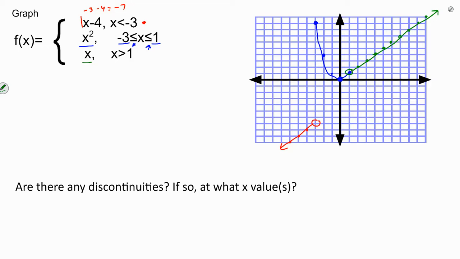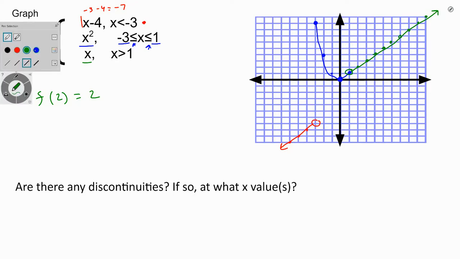Now, before I get into discontinuities, I want to do a little evaluating just to practice. So let's say I do f of, let's say, 2. So if I'm doing f of 2, I have to figure out what domain does it fall under. Well, 2 is not less than -3. It's not between -3 and 1. So it has to go in this last one. So f of 2, plug it in, gives me a value of 2.